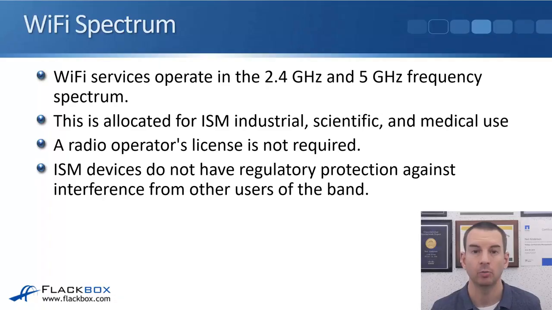In this lecture, you'll learn about RF, that's radio frequencies, and channels. Wi-Fi services operate in the 2.4 gigahertz and 5 gigahertz frequency spectrum. That's allocated for ISM, industrial, scientific, and medical use. You'll see more about what that means in a second.